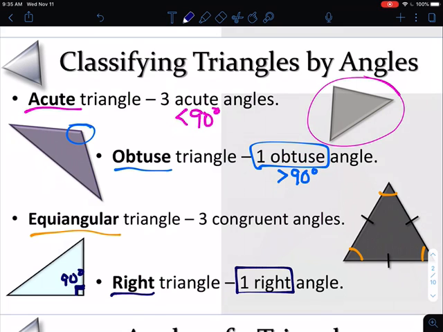So you're going to be given problems where you're shown a triangle and they're going to say classify this triangle. So you need to tell me what type of triangle is it according to sides, what type of triangle is it according to angles. So is it a right isosceles triangle? Is it an acute scalene triangle? So what type of combination do we have going on for the sides and the angles?